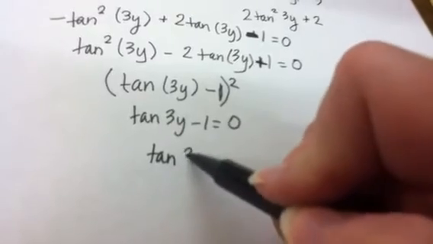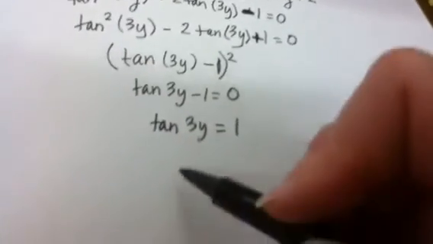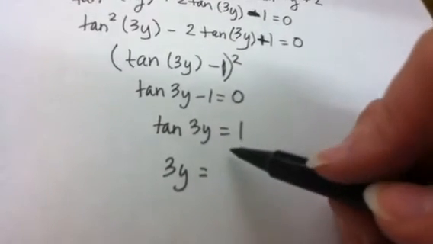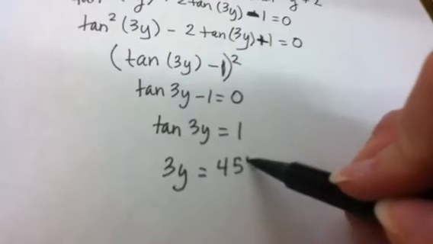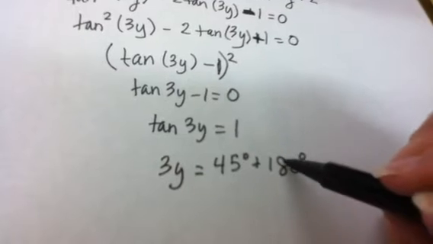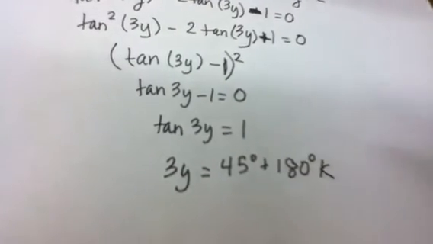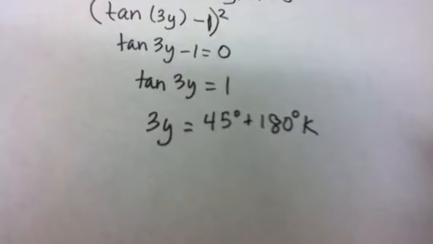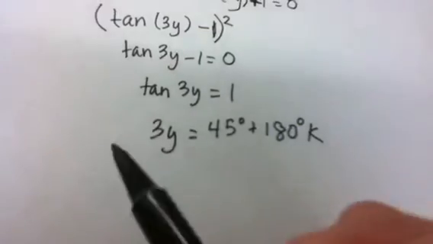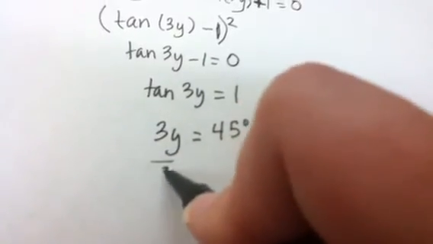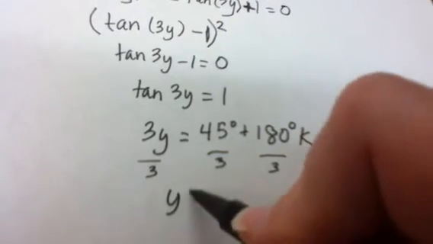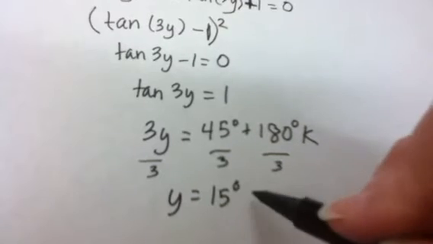So tangent of 3y equals 1. So 3y would equal where the tangent is 1, so that happens at 45 degrees in quadrant 1 plus 180. Okay, because tangent repeats every 180. So quadrant 1 and then quadrant 3. But that's 3y, so then we have to take both sides and divide everything by 3. So y equals 15 degrees plus 60k.